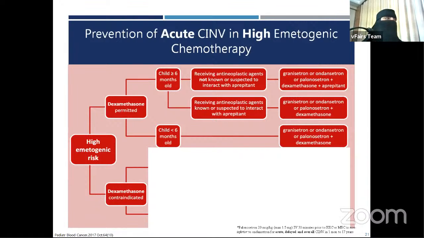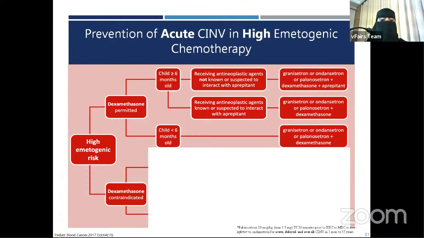So if your patient is dexamethasone permitted and his age is more than 6 years old, and there is no potential drug-drug interaction with aprepitant or NK receptor antagonist, you can give serotonin antagonist and aprepitant and dexamethasone. While the patient is less than 6 months, because we had age limitation in using NK receptor antagonist, and had drug interaction that will interact with aprepitant mainly, you can use the long-acting serotonin or serotonin with dexamethasone alone.